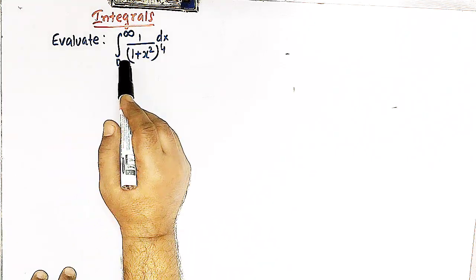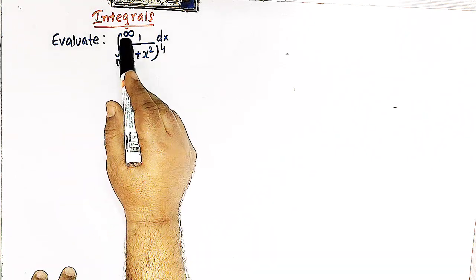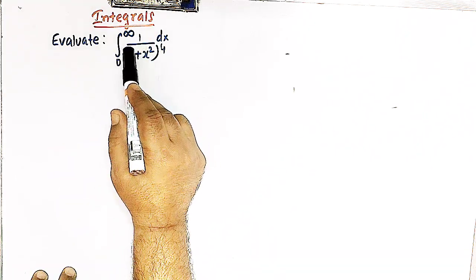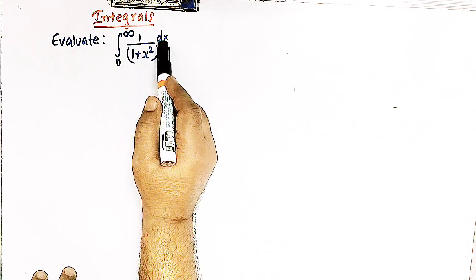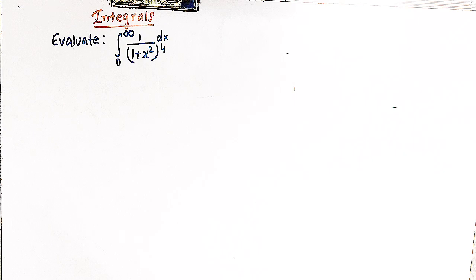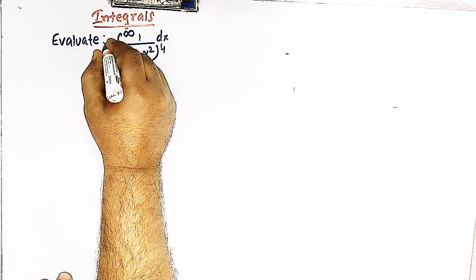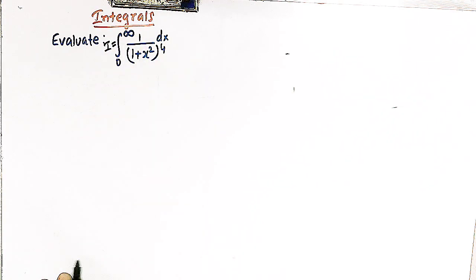So we have to evaluate this integral from 0 to infinity of 1 over (1 plus x squared) raised to 4 dx, right? So in order to evaluate this integral, we have to make use of some properties of beta and gamma functions. So let us start.